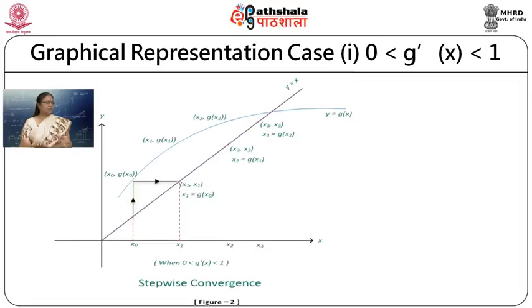Similarly, to get x2 from x1, we will move vertically to the curve. When we move vertically to the curve y equal to g(x), we get the point where x is x1. So, the point where this vertical line meets the curve is (x1, g(x1)), and we will move horizontally to the straight line. When we move horizontally to the straight line, the point which we will get will be (g(x1), g(x1)), because the x coordinate will change, the y coordinate will remain the same. So, this is our point x equal to x2.